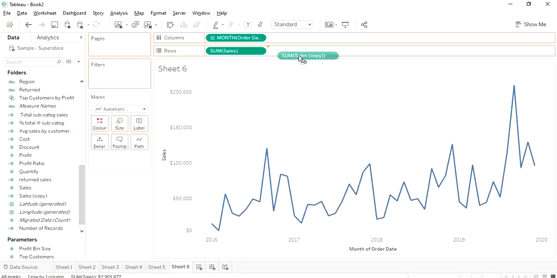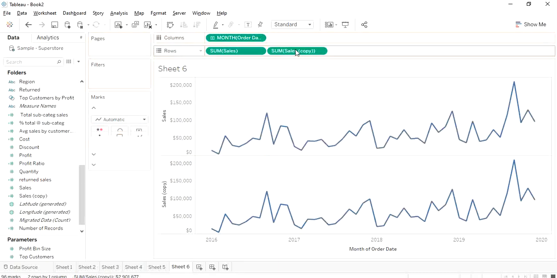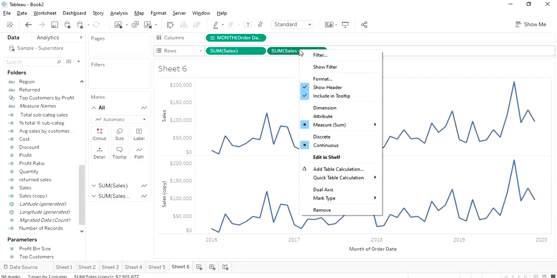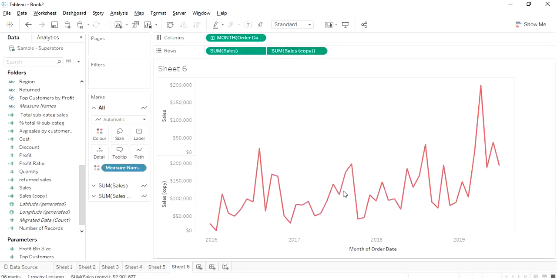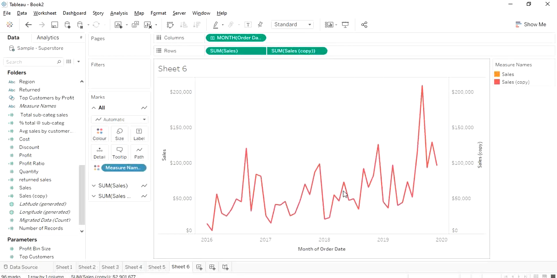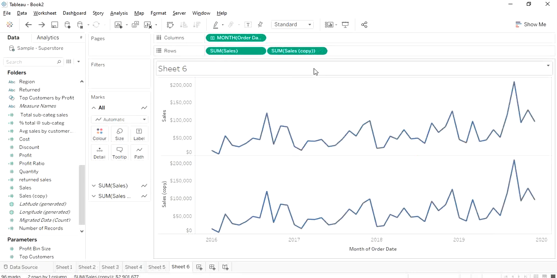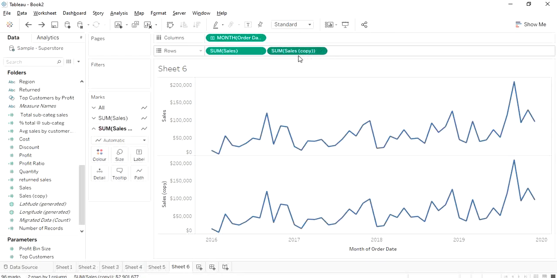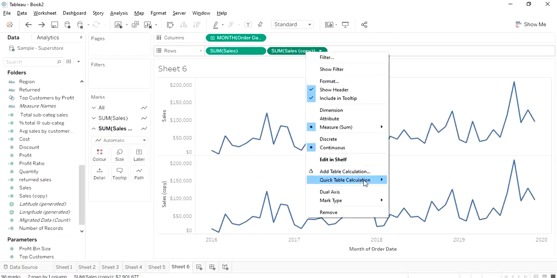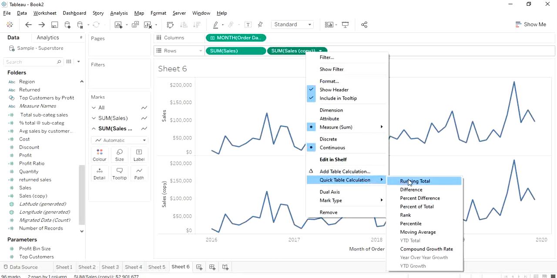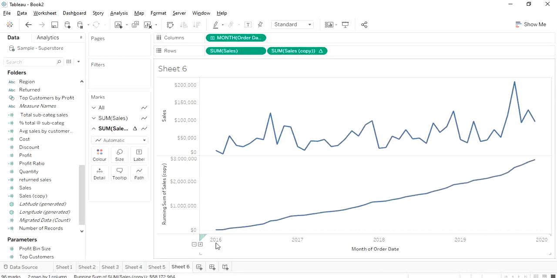Now I bring in the second sales, and to this I'll apply the dual axis. Since both are the same item, both are sales only, when I bring the dual axis, both will coincide with each other, so you will not be able to see both of them together. So let me do this: let me take a quick table calculation and make it running total. Then you see how it goes.